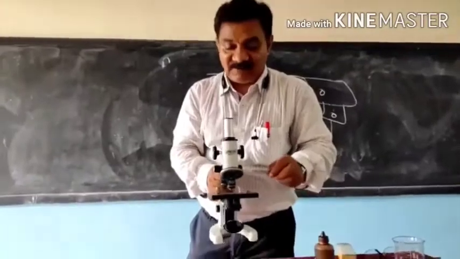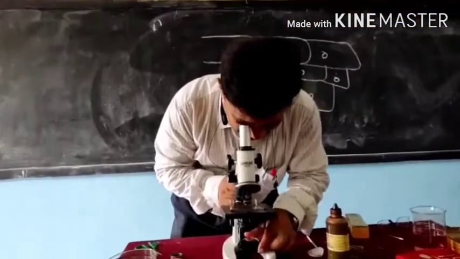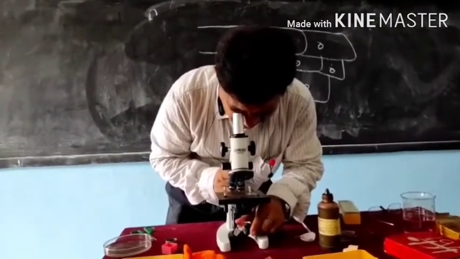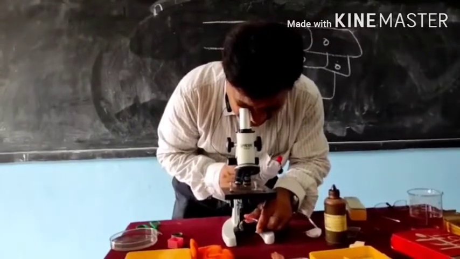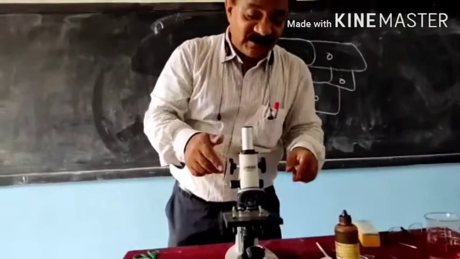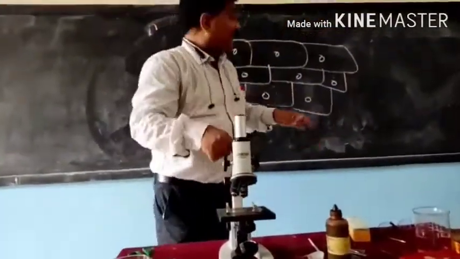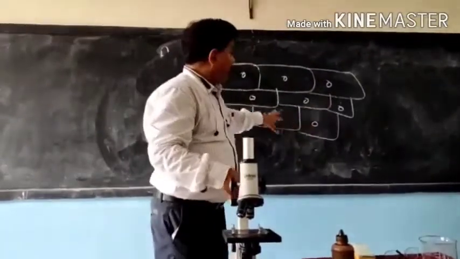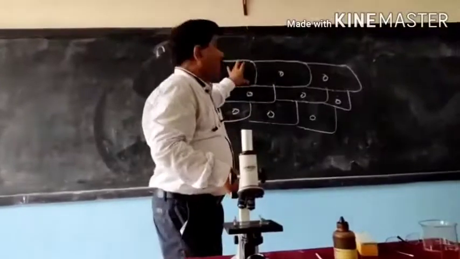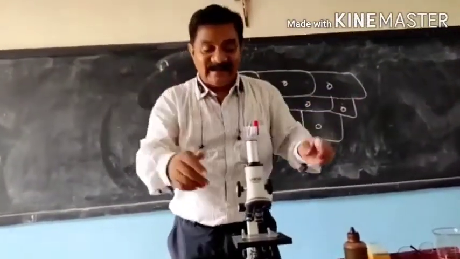Let me take it in light, so that if light is proper, reflection may be good. Now reflection is coming nice. Okay, let me show the nucleus. To observe the nucleus, magnification matters. If we see by low magnification, then many cells will be seen. And in higher magnification, one or two cells will be seen only, and those cells will be enlarged.